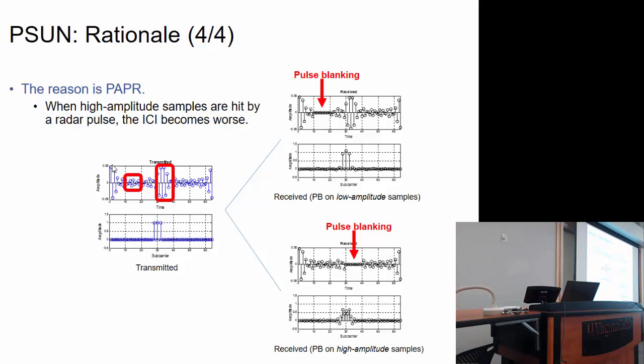I applied pulse blanking in a lower amplitude area on purpose to see the impact. And this is the ICI. And in scenario number two, I applied pulse blanking in the high amplitude area. Then you can see the ICI becomes way more severe. So the message here is that what we need to do is reduce the level of fluctuation in the time domain when you transmit an OFDM symbol, receive it, and apply pulse blanking for reducing the radar interference. So to do that successfully, you need to reduce the fluctuation level in the time domain at the receiver.